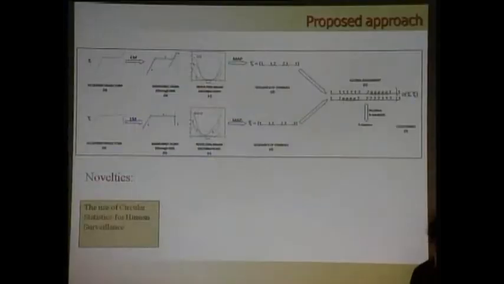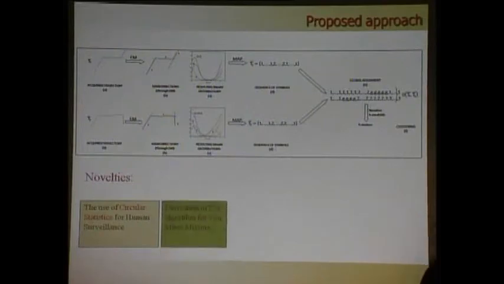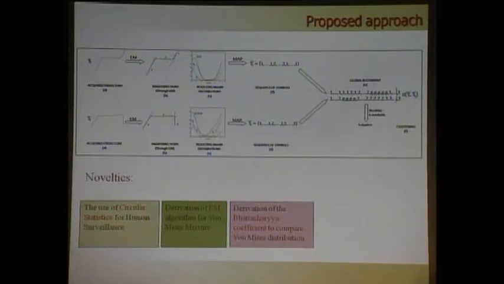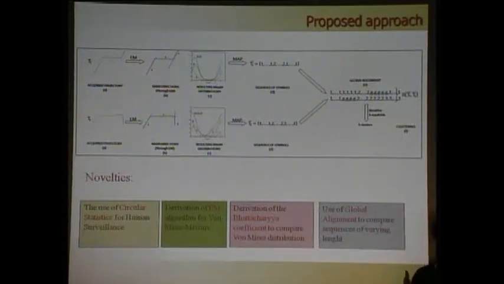The novel aspects are the use of circular statistics for human surveillance. We use a distribution that is circularly defined, so it is periodic and is definitely a proper model for angular data. We derive the EM algorithm for this specific distribution. We derive a proper distance to compare two probability functions in closed form. And we use the global alignment technique to compare sequences of data that may vary in length.